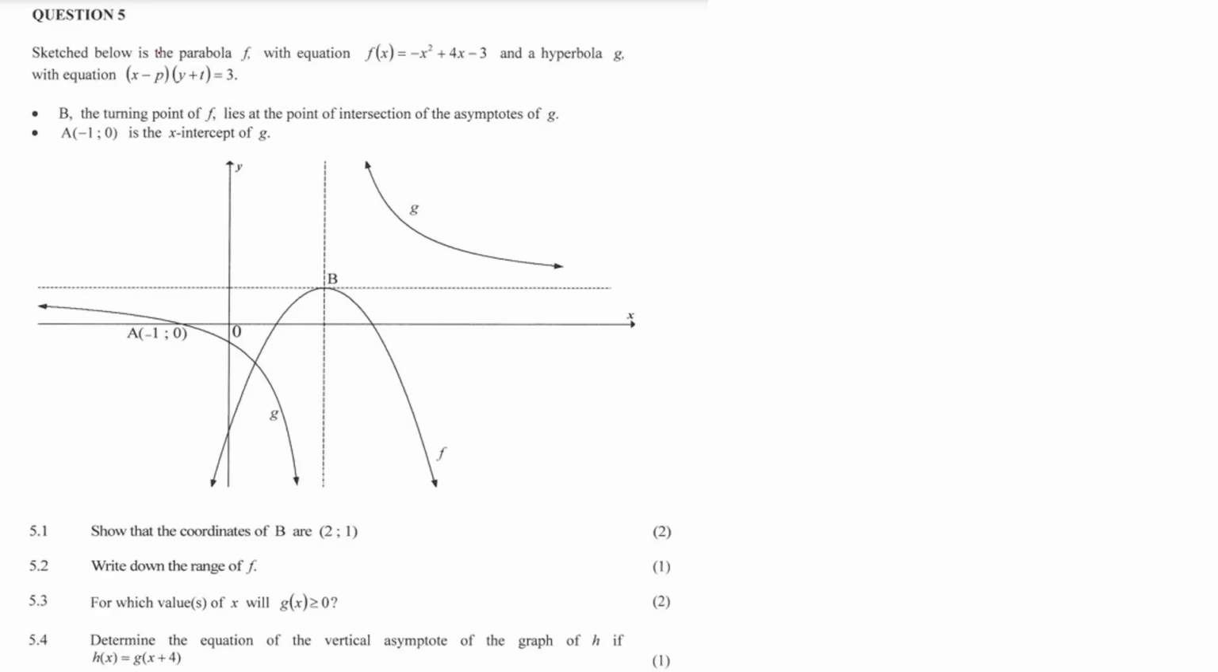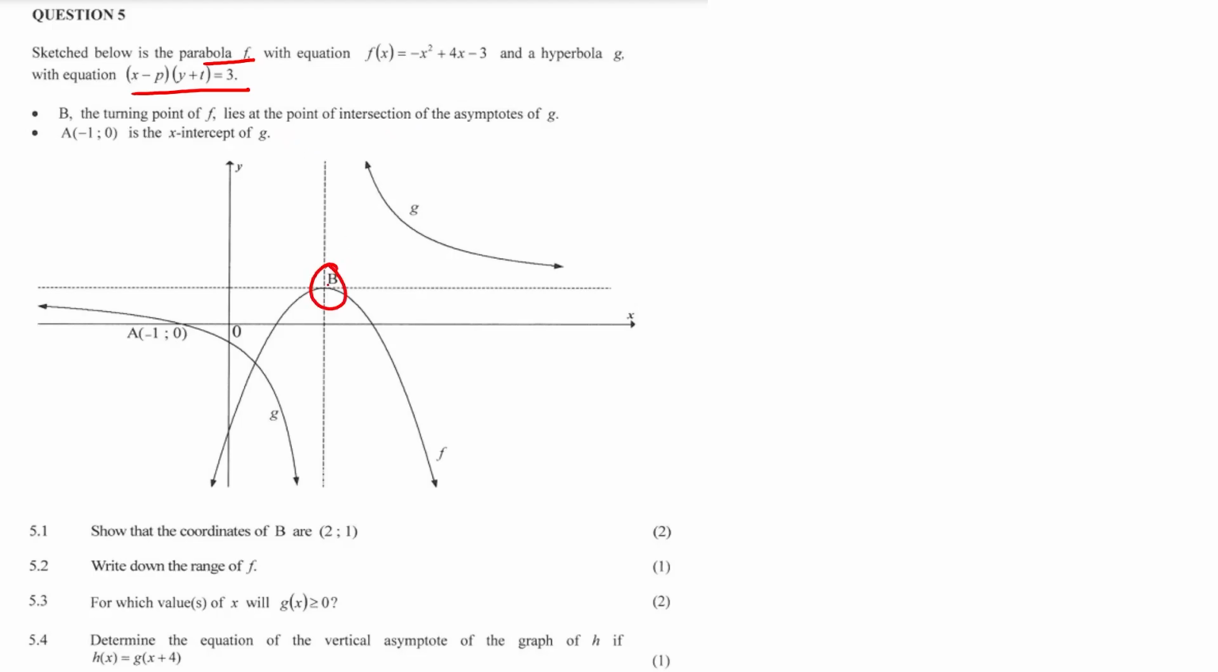In question 5, sketched below is the parabola f with equation f of x is equal to minus x squared plus 4x minus 3. And we've got a hyperbola g with an equation here as the following. So look, it's not in standard form. So maybe at some stage we'll need to isolate our y value to get it back into standard form.